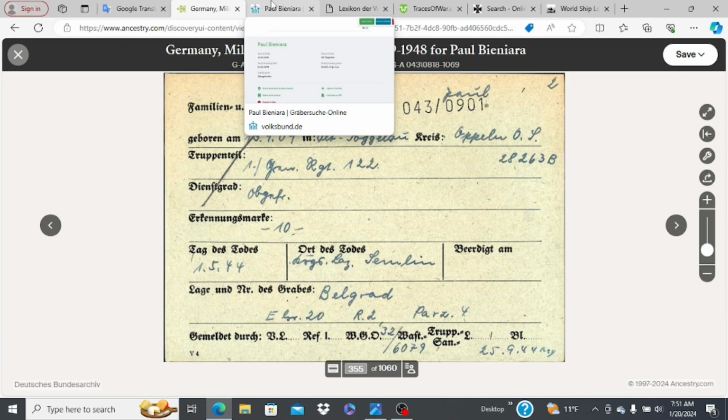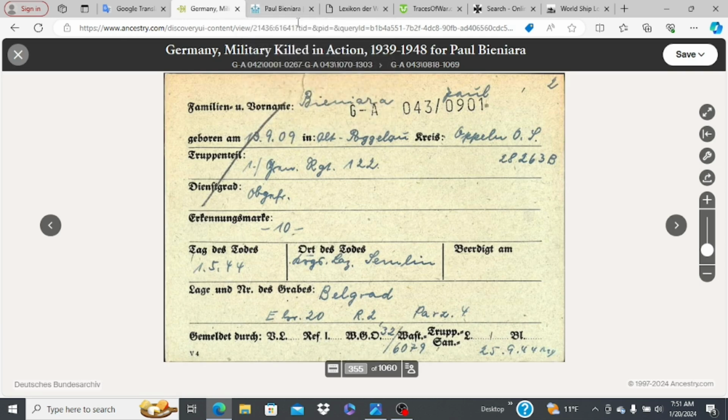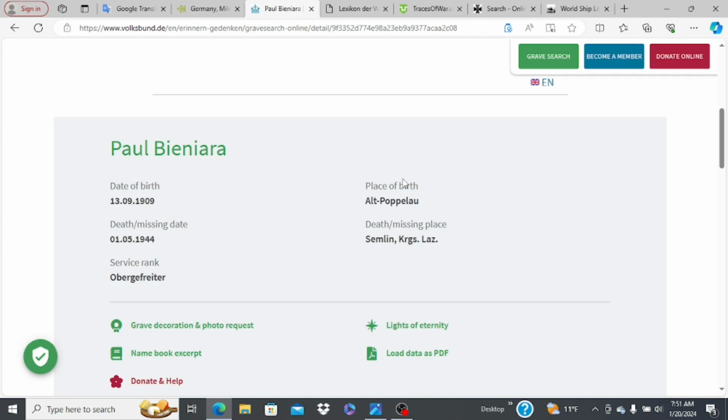I also find that a lot of times, even if you can't find a casualty card on Ancestry, you'll usually at least find something on Volks Boon. There are occasions where you're not going to find anything. That's just part of the nature of the game. But these are probably the two sources I use the most.